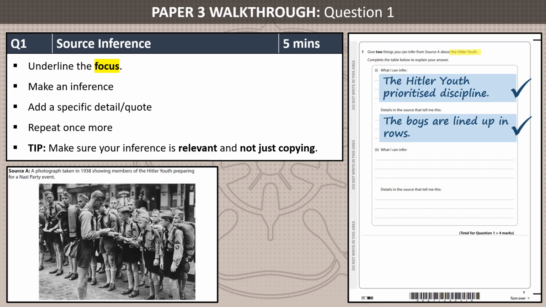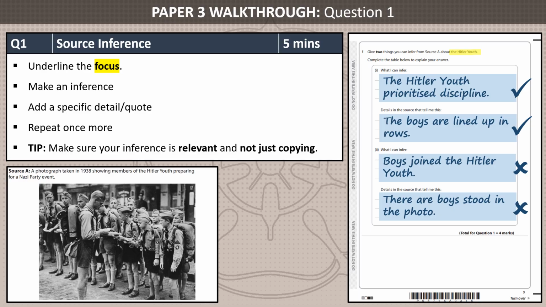Now here's a bad example. I could make the inference that boys joined the Hitler Youth, but that's not really an inference because, well, we can see that in the source. There's a boy stood in the photo. So I've really just copied out what's already in the source itself. So my technique hasn't worked there.